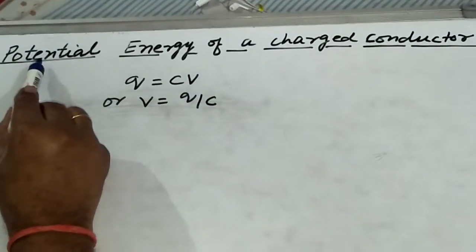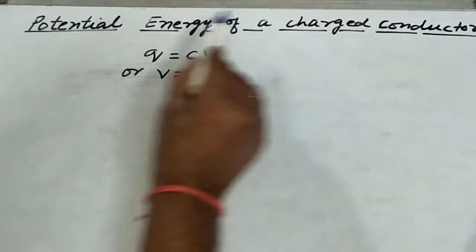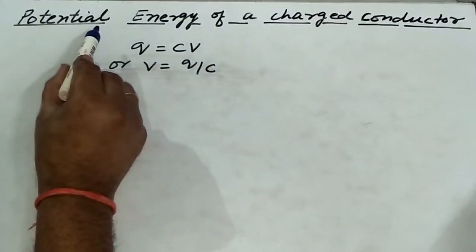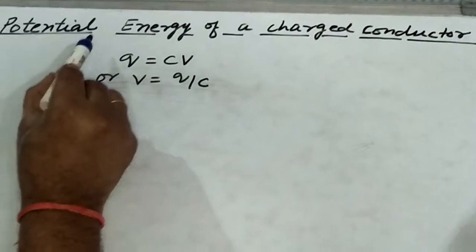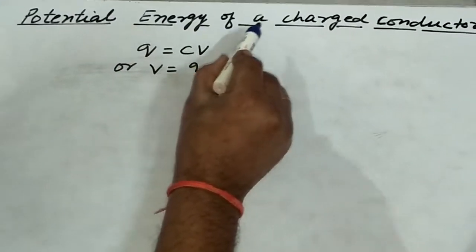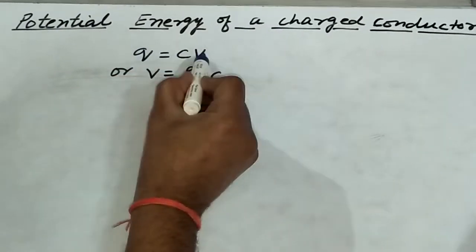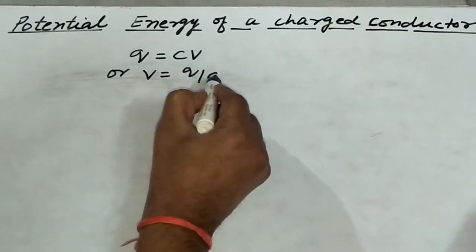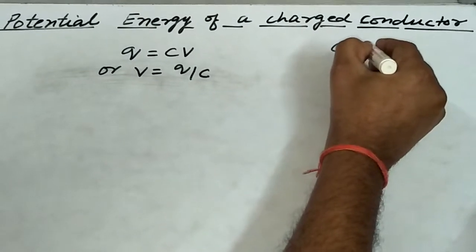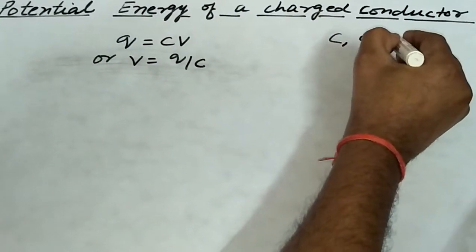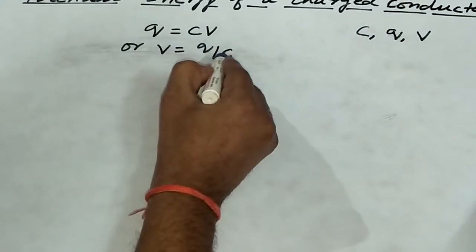In this video, I am going to discuss the potential energy of a charged conductor. In the previous video, I already discussed that when a conductor of capacitance C is given a charge Q, it acquires a potential, suppose V. Then Q is equal to CV, or V is equal to Q by C. That potential V is given by V is equal to Q by C.